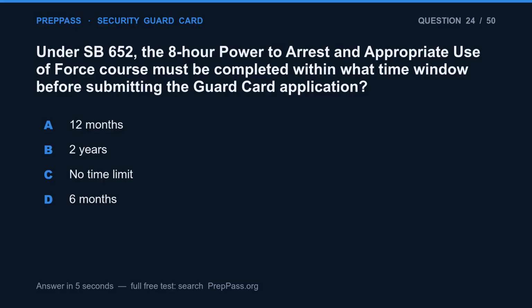Question 24. Under SB 652, the 8-hour power to arrest and appropriate use of force course must be completed within what time window before submitting the guard card application? A. 12 months. B. 2 years. C. No time limit. D. 6 months.